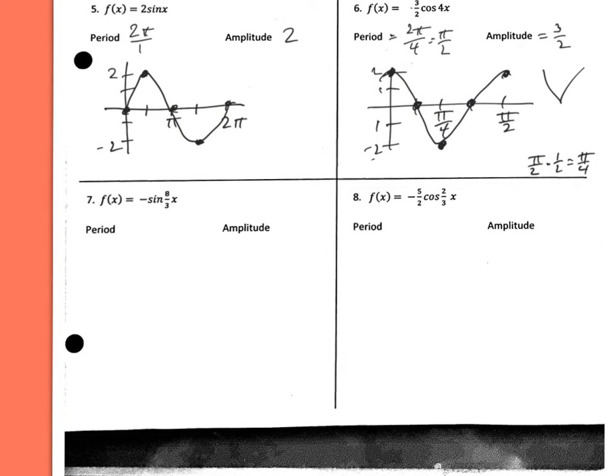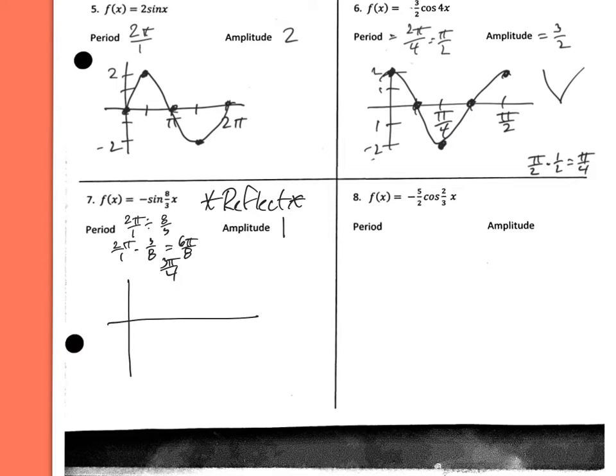So for the period here, this is 2 pi divided by 8/3. So that's 2 pi times 3/8. So you can reduce that if you want to. I'm just going to multiply it. 6 pi over 8, so 3 pi over 4. The amplitude is 1. Now, we don't really have a place for this, but it does reflect. So you won't be asked about that. You just draw it. I'll show you how.